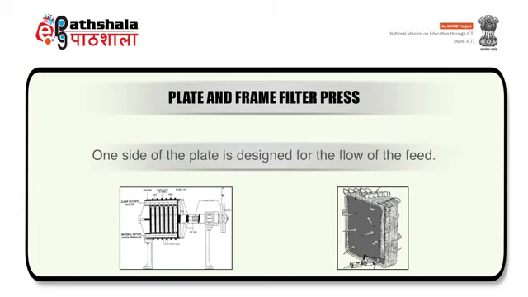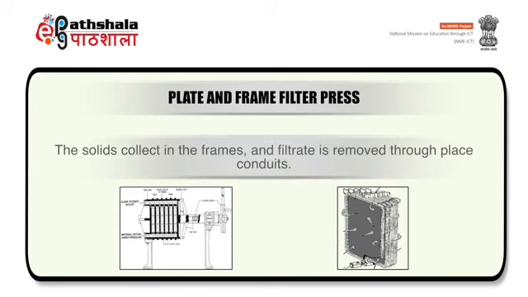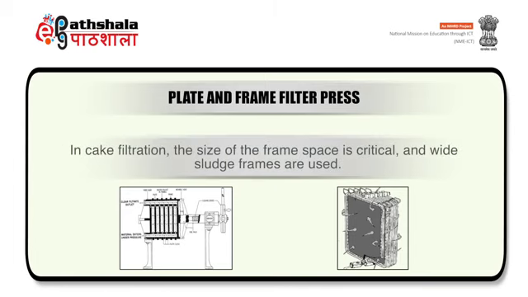One side of the plate is designed for the flow of the feed. After passing the filter media, the filtrate is accommodated on the other side. The solids collect in the frame and the filtrate is removed through the plate conduits. In cake filtration, the size of the frame space is critical and wide sludge frames are used.